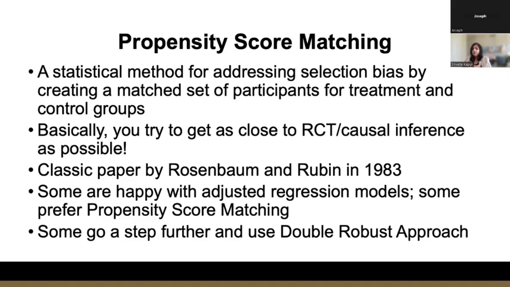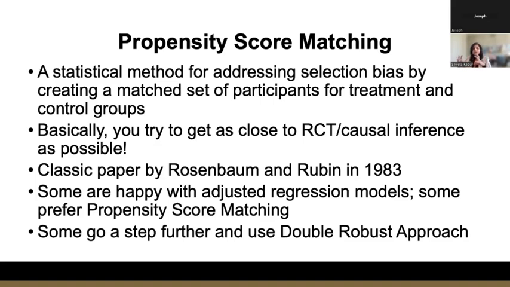If you're interested in this topic, I would suggest beginning with a classic paper by Rosenbaum and Rubin that they wrote in 1983, wherein they introduced this technique called propensity score matching.